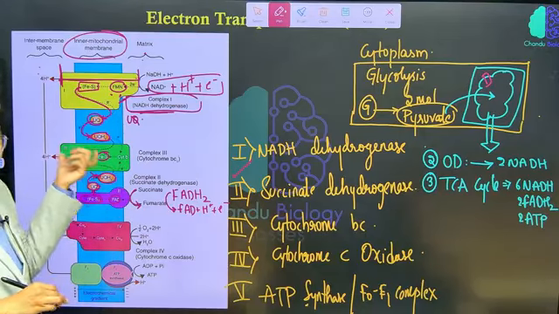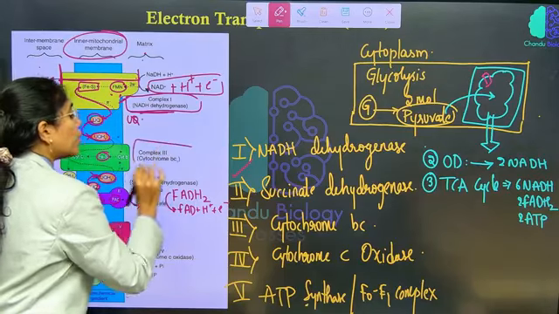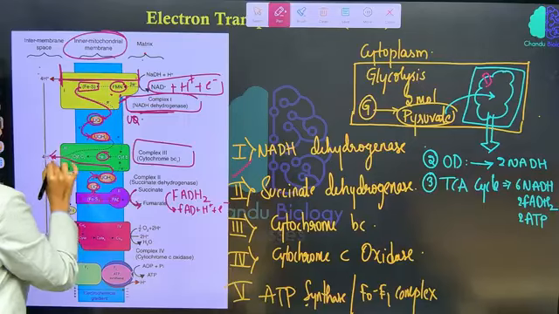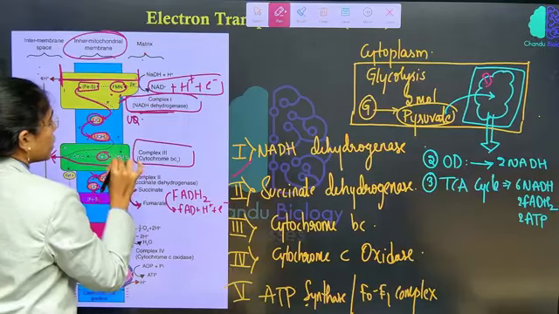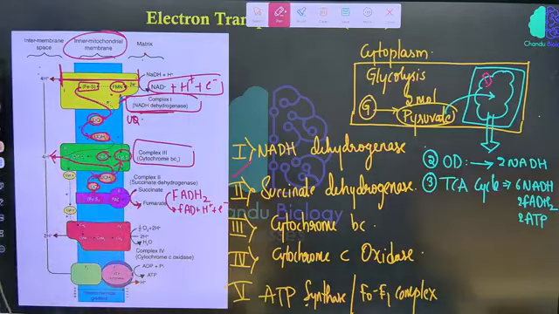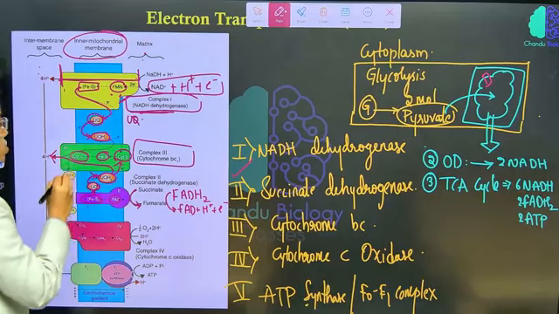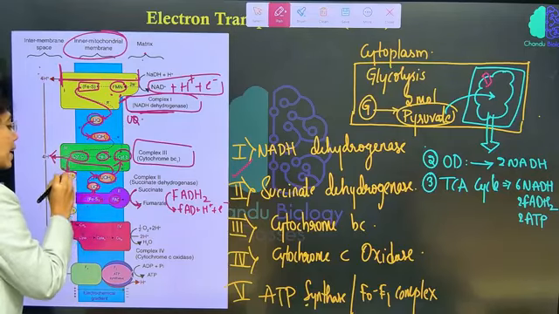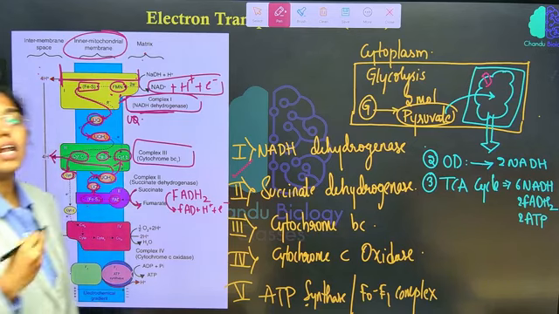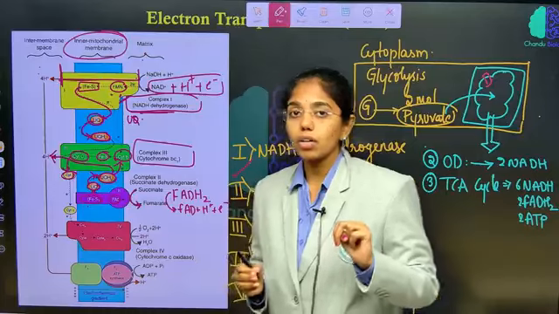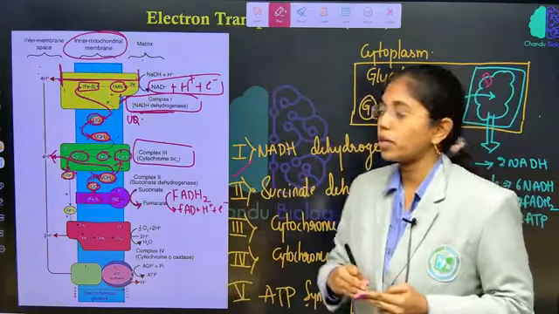From complex 3, that is cytochrome BC complex, protons are first sent out to the intermembrane space and electrons are given out to cytochrome B of complex 3. Remember that. From here electrons are again passed to ferrous sulfur complex, followed by cytochrome C. Cytochrome C is again a mobile electron carrier. Remember students, there are two mobile electron carriers in the ETS of mitochondria.